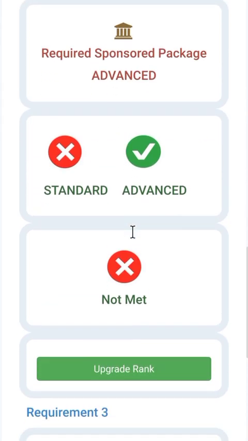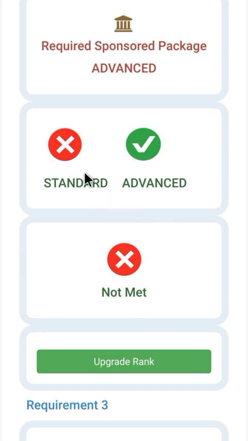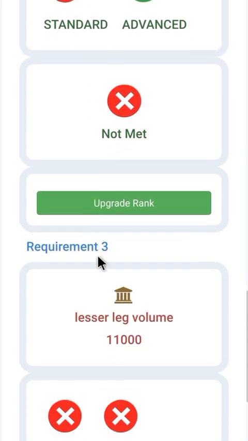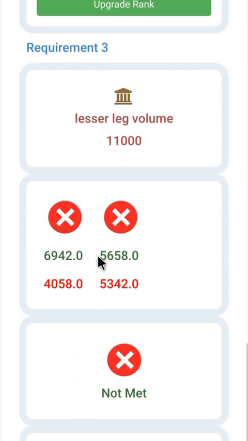The requirement two is to make sure that you sponsor advanced on the left and advanced on the right. For checking here now, it shows that one account is still on standard but needs to be on advanced. So the person needs to upgrade, or you can help upgrade it for the person, so that this requirement two will be met successfully. Then the last one will be requirement three.